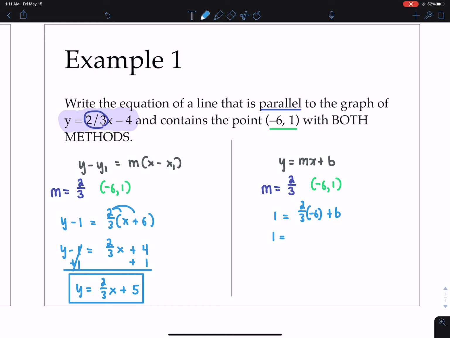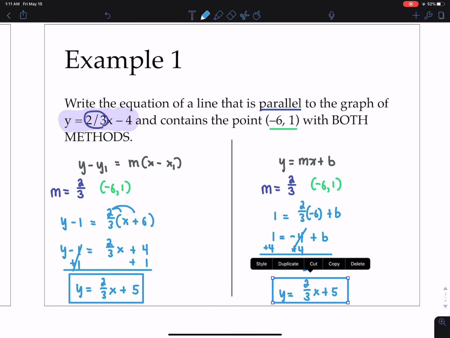So 2 times negative 6 is negative 12, divided by 3 is negative 4 plus b. And then to get that by itself, we have to add 4 to both sides of our equation, which means that b is 5. And our equation in slope-intercept form is y equals 2/3 x plus 5. So either method, we get the same exact answer.